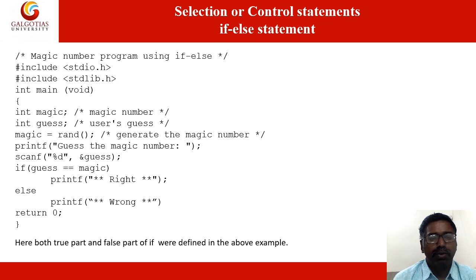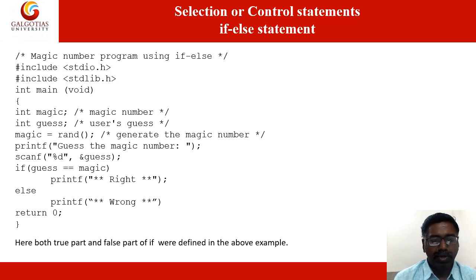Now we ask the user to enter a magic number. That number is stored in the variable called guess. Now the user's predicted value and the system's predicted value are going to be matched or equated together by means of an if statement, and this is going to be verified. If it is true, then we are going to execute the true statement of the if.